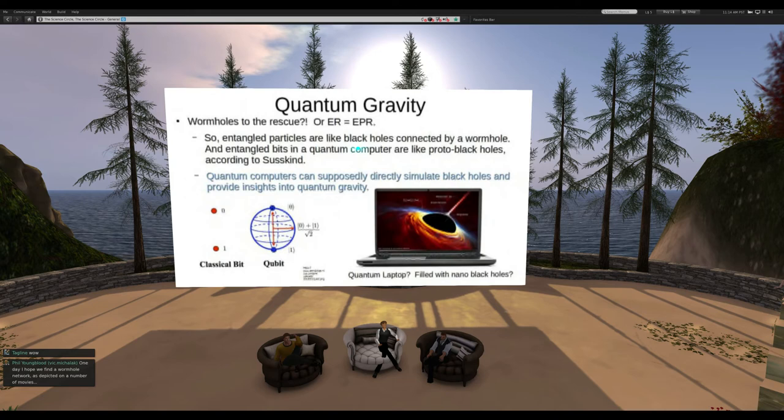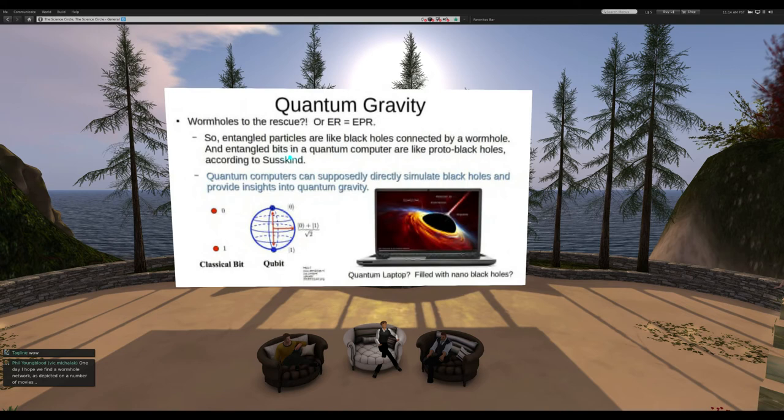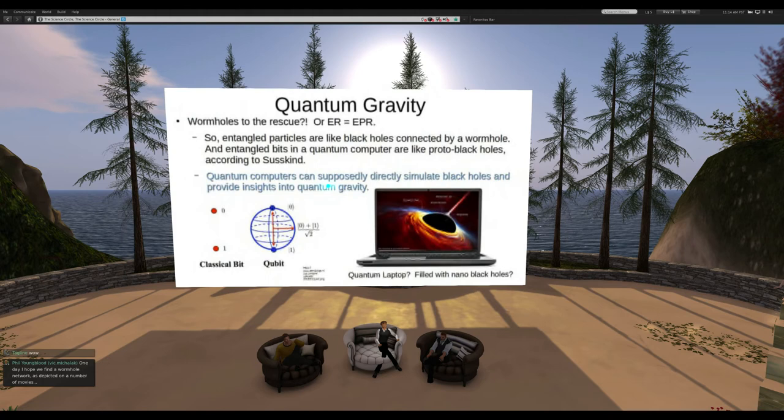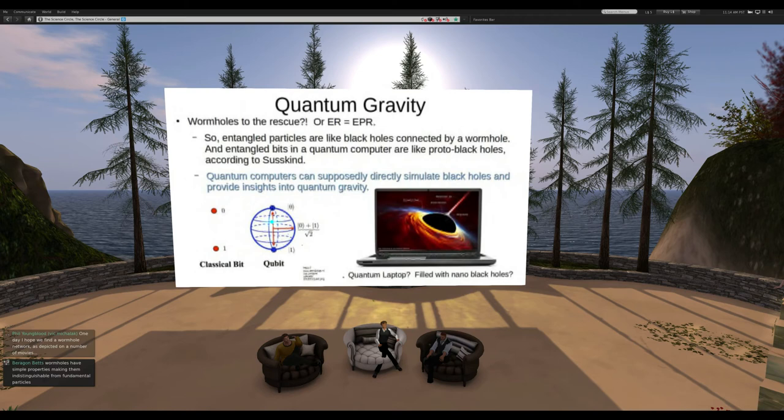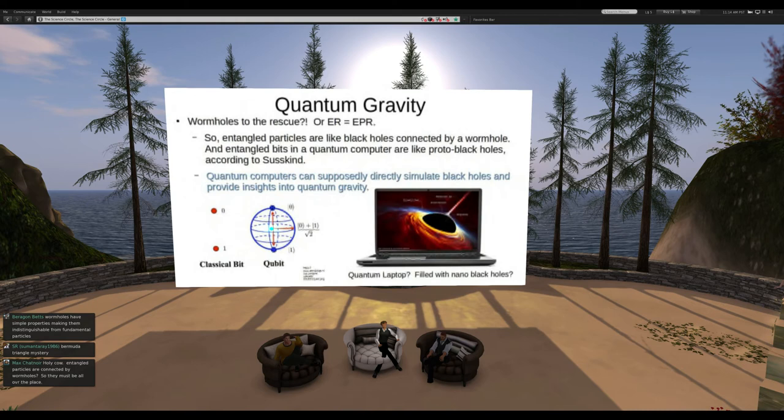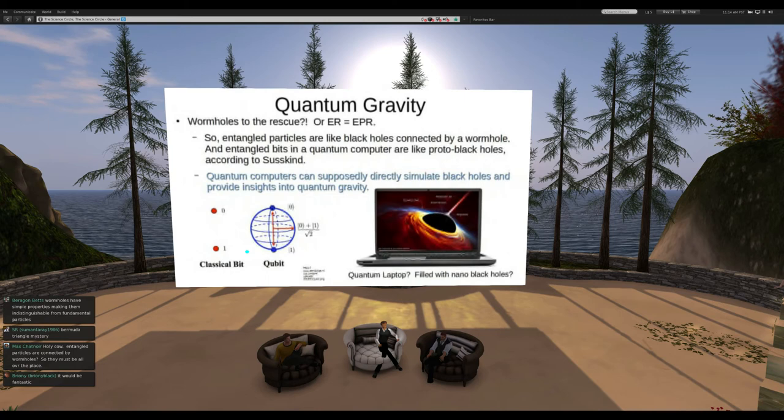So entangled particles are like black holes connected by a wormhole. So we can talk about a quantum computer. You have entangled qubits in a quantum computer, which there aren't any real quantum computers yet, or ones that work particularly well, as I understand it. They're like proto-black holes, according to Susskind. So here's the final resolution here. Quantum computers can supposedly directly simulate black holes and provide insights into quantum gravity. So we don't need these powerful particle accelerators to do this. And I've represented a qubit here, classical bit 0, 1. A qubit is more complicated than that, and there are a bunch of them that are entangled.